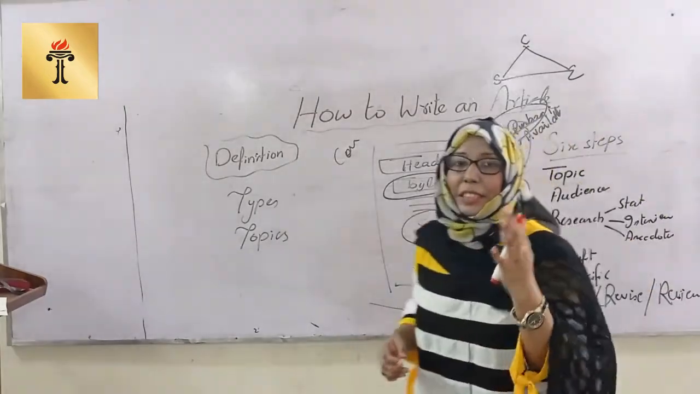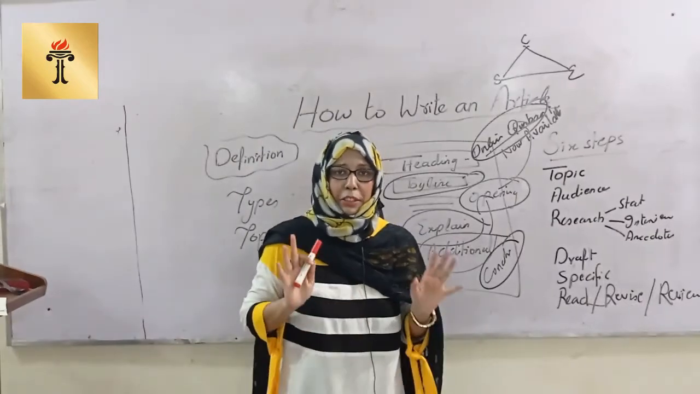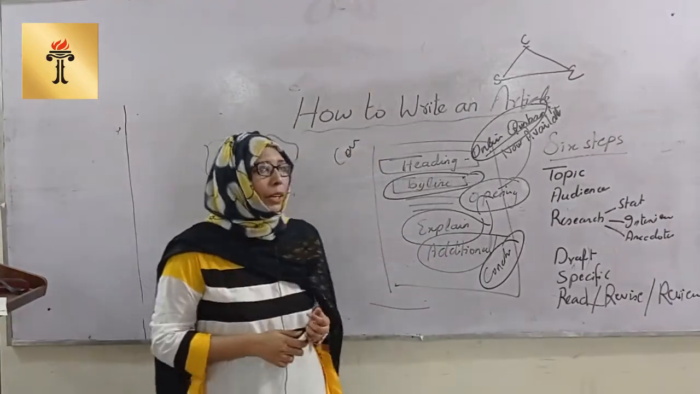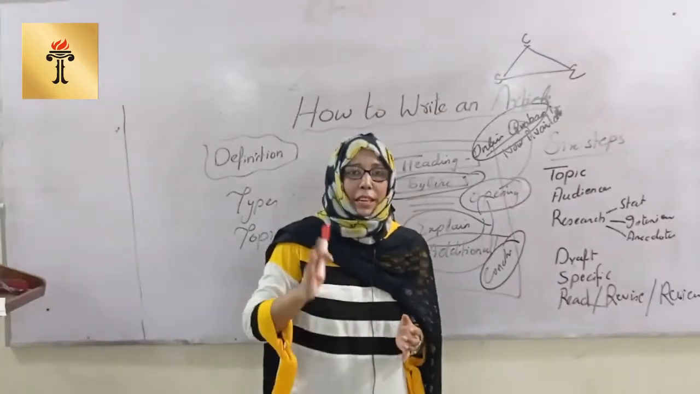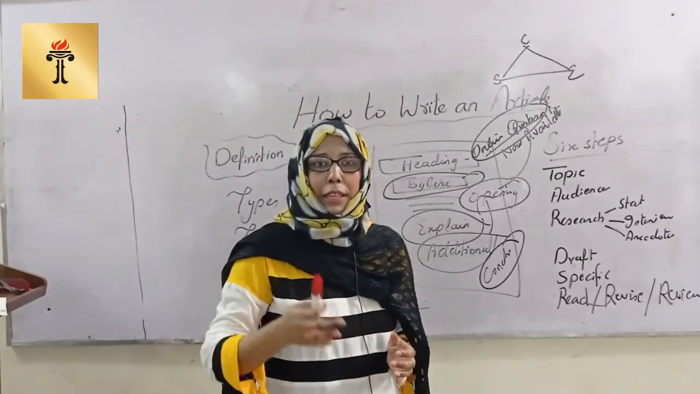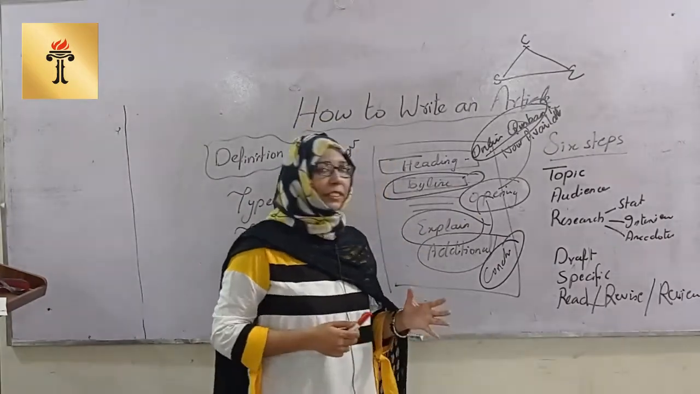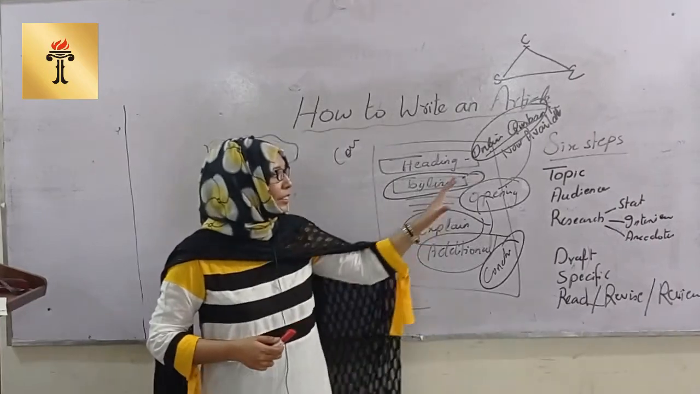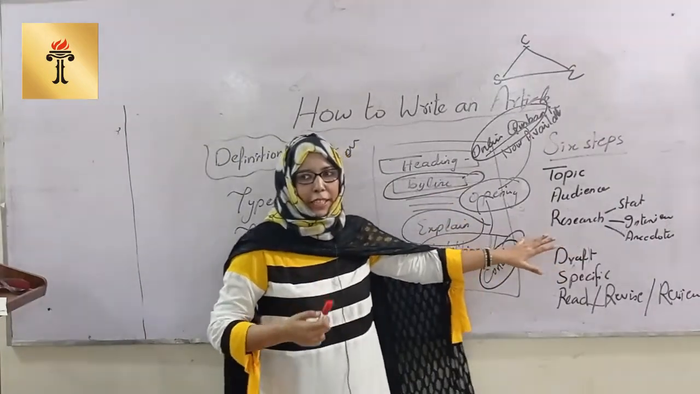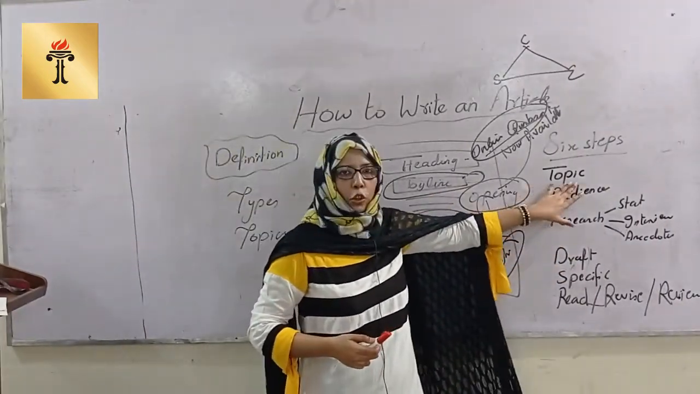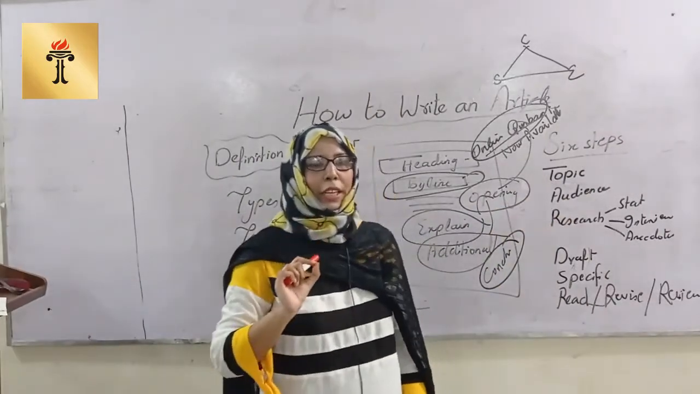What are the basic 6 steps of writing an article? Christina Katz, an American author, newspaper writer and journalist as well, has given us the 6 basic steps of writing an article. The number 1 is the topic. You must have a topic for writing an article.